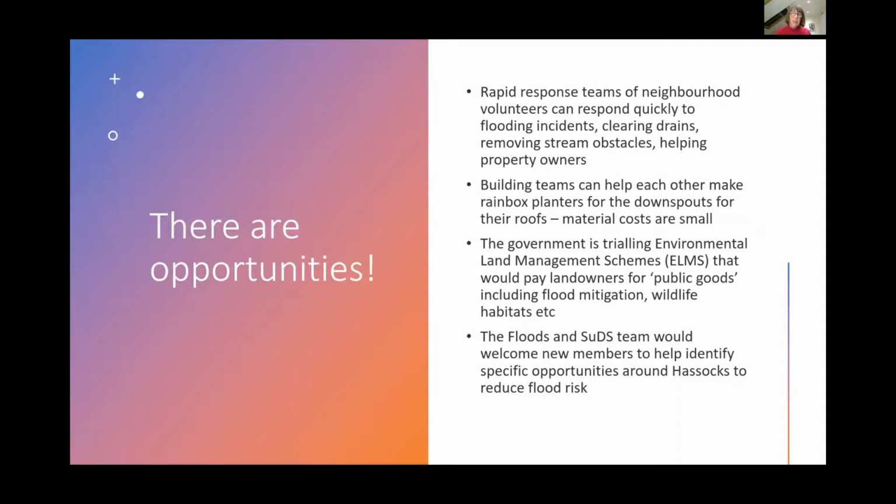So the Floods and SuDS team would love to have some new members to help identify specific opportunities, projects around Hassocks that would reduce flood risk. And we would welcome you to get in touch with us. You can email us at herring@hkdtransition.org.uk, or you could have a look on our website.